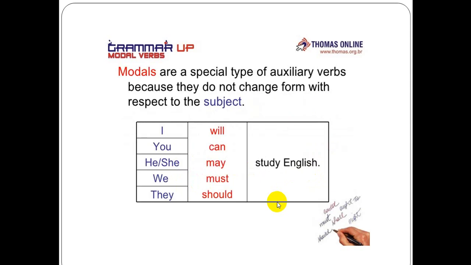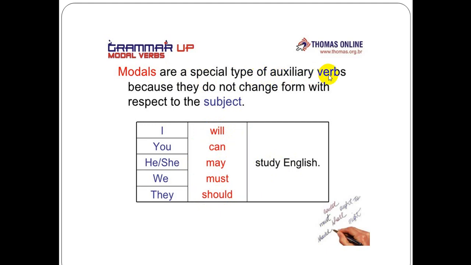As you see here: will study, can study. Will, can, may, must, should. These are auxiliary or helping verbs. In this sentence, for example, I will study English. Study is the main verb. Okay, so modals are a special type of auxiliary verbs.